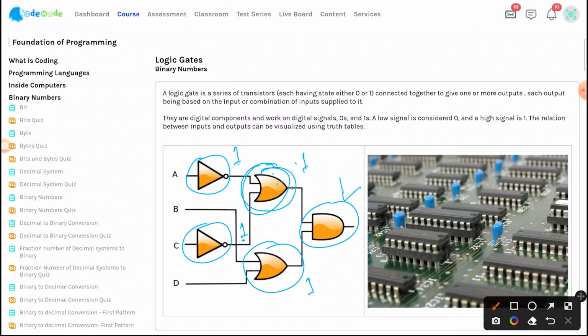And we'll learn more about it in the next class. But for now, remember that visualization, we can use a truth table, and I'll show you again in the next class. In summary, logic gates are digital components, a series of transistors which takes input either 0 or 1 and gives you output. Again, it could be 0 or 1, depending on the type of logic gate you use.